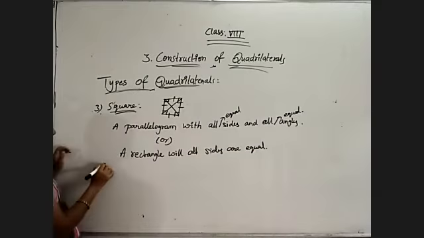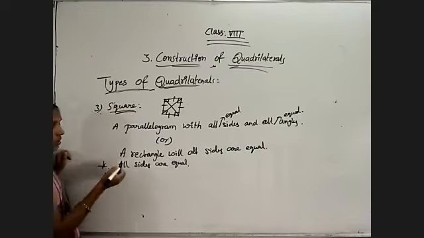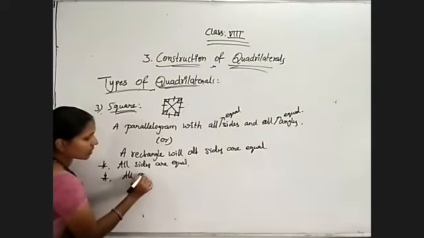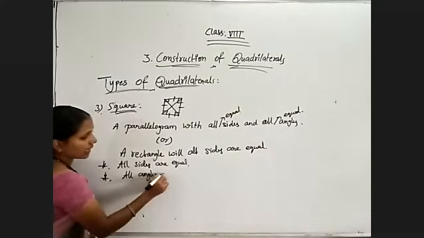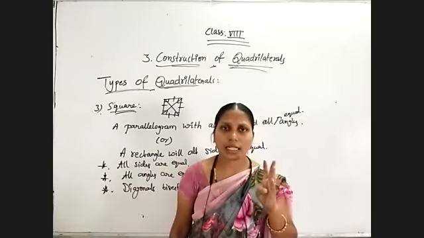Now, properties of a square. First property, sides. All the four sides are equal for a square. And coming to angles, all angles are also equal. And the third point, diagonals are also equal and they bisect each other. Diagonals bisect each other and are equal. So whenever we are going for the properties, what are we checking? First, sides, angles, and diagonals.